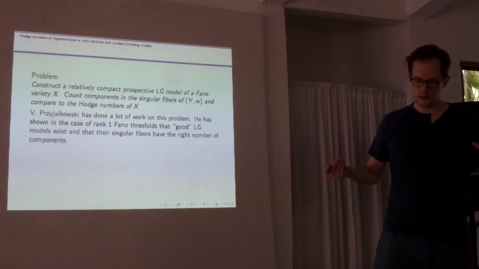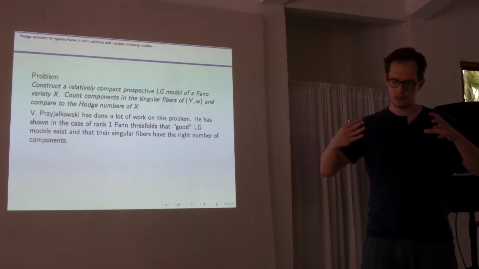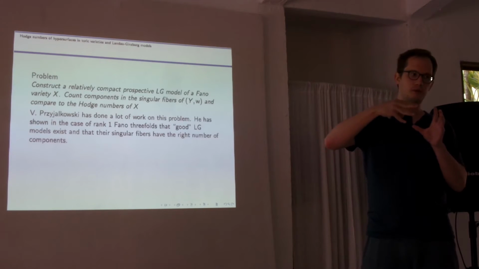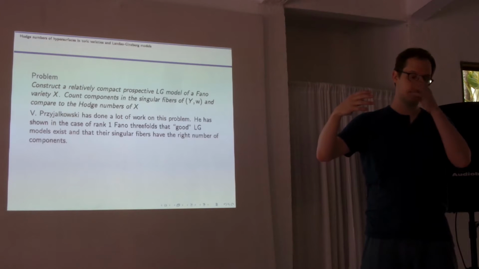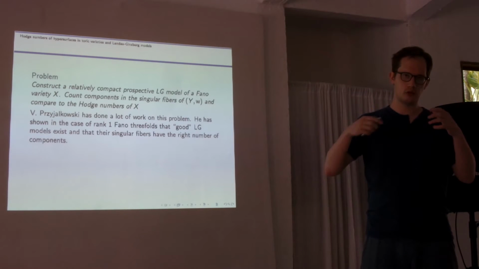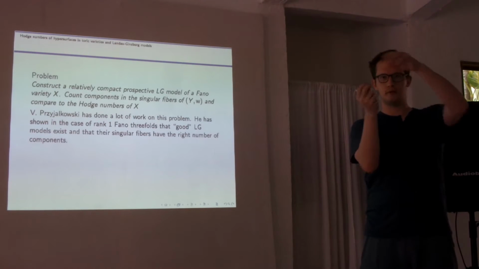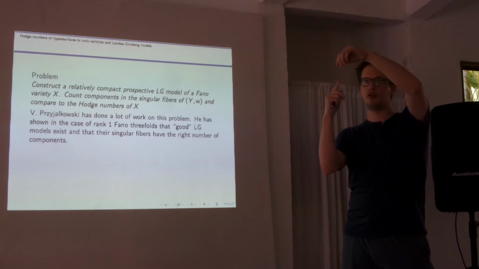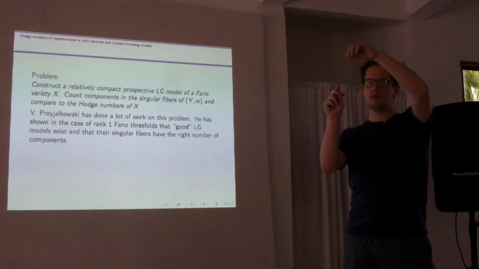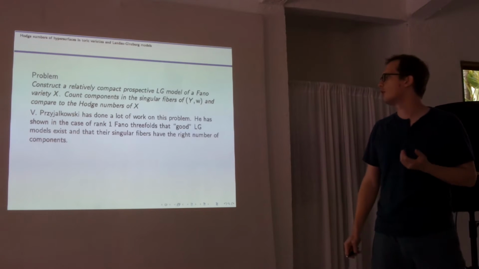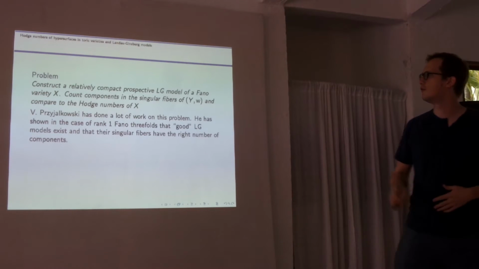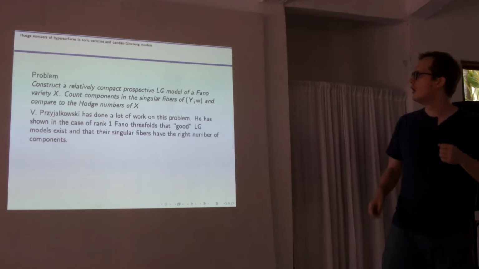So he computes, to each of these Fano threefolds, nice Laurent polynomials. These are Laurent polynomials such that the periods of the fibers of this Laurent polynomial, thought of as a map to C, have nice properties with respect to, say, the quantum cohomology or Gromov-Witten invariants of the original Fano variety X.